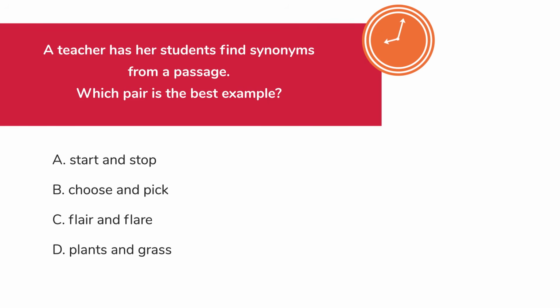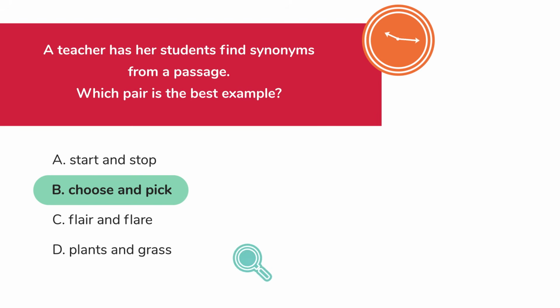Synonyms are words with the same meaning, so it's B. Start and stop are opposites, so they are antonyms. And flare sound the same, so they are homonyms, but they do not mean the same thing. And D looks tempting, but plants are a category and grass is an example.